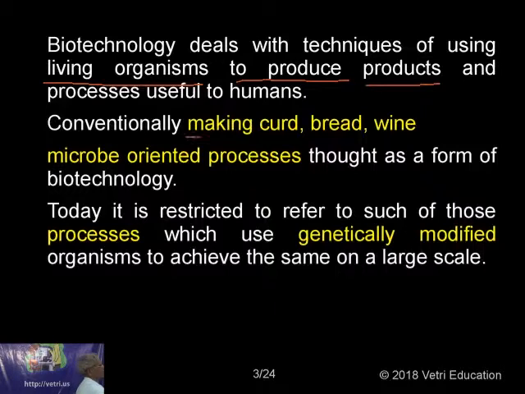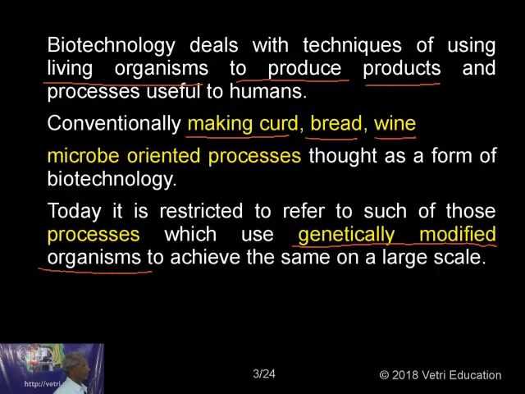Conventionally, we were making curd, bread, and wine, and microbe-oriented processes were thought of as a form of biotechnology. Today, the term is restricted to those processes which use genetically modified organisms. Very important. So biotechnology means, in fact, making curd is also biotechnology. Preparing bread is also biotechnology. Manufacturing wine is also biotechnology, because you are using microorganisms there, and it involves some technological processes.